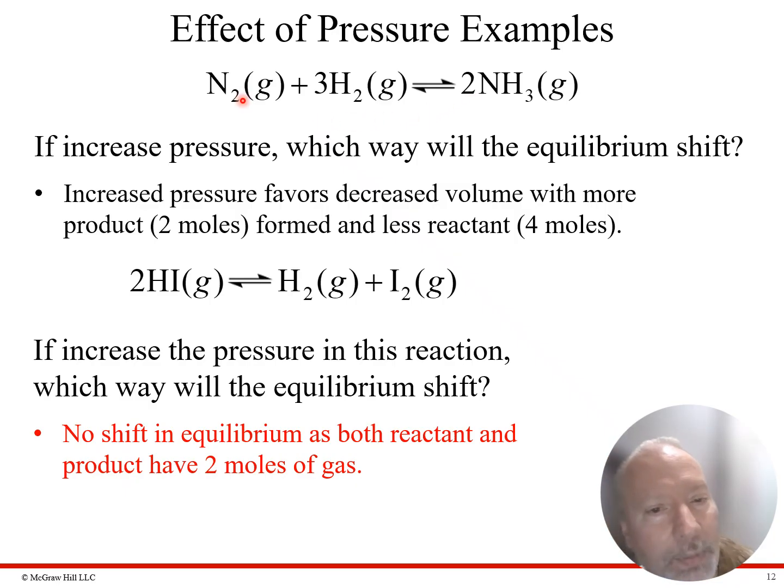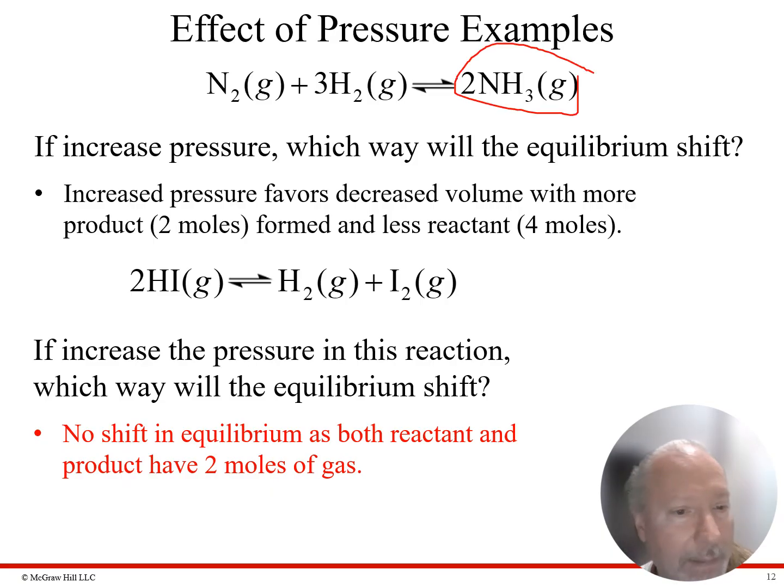So if we increase the pressure, we're going to decisively move towards the product side because there's only 2 moles of gas here. So we increase the pressure, it favors decreased volume and more product. So we will have, in this case, we will make more ammonia gas.